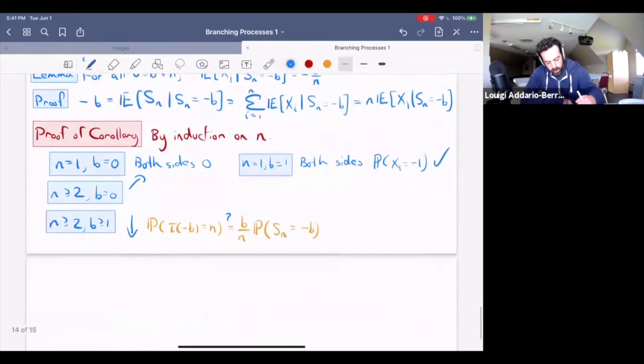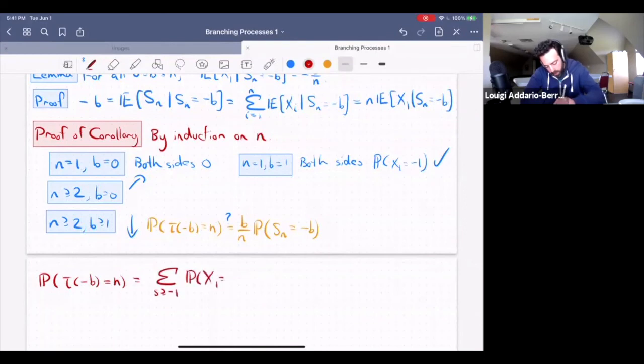And let's do a classic probabilistic argument, which is to condition on the first step of the walk and see what happens. So a one-step argument. The probability that we first hit minus b at time n, we can write as a sum over s at least minus one of the probability that the first step has value s times the probability that we first hit minus b at n, given that x1 is s.